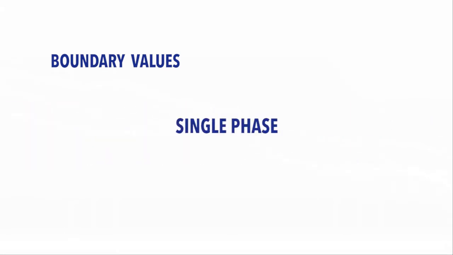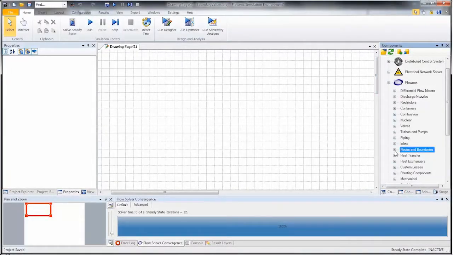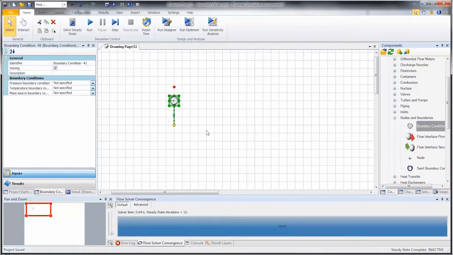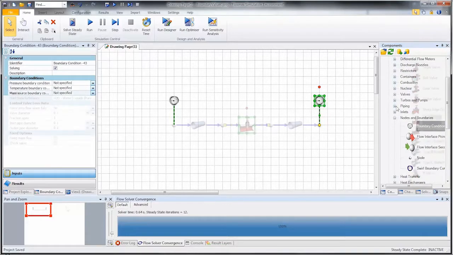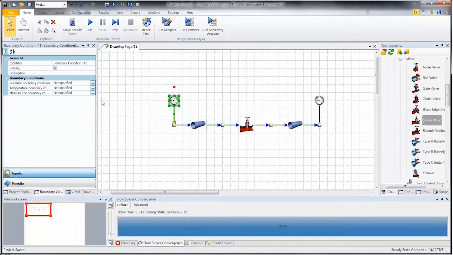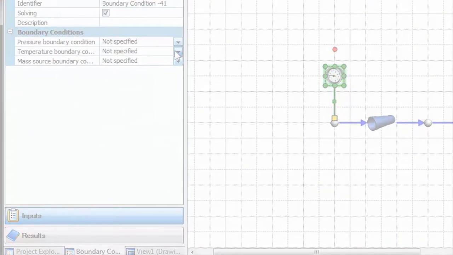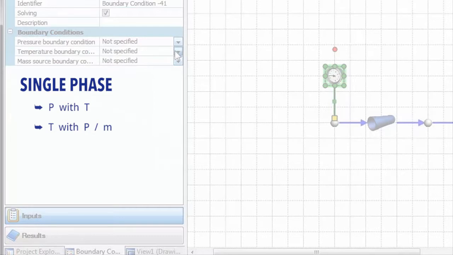We'll start off with a quick summary on single-phase fluid boundary values. It might even be a good idea to quickly look through the basic training video on boundary values again at this stage. The combination options in specifying the boundary fluid conditions for single-phase fluids are pressure and temperature, and then either pressure or mass source, and then mass source and temperature.